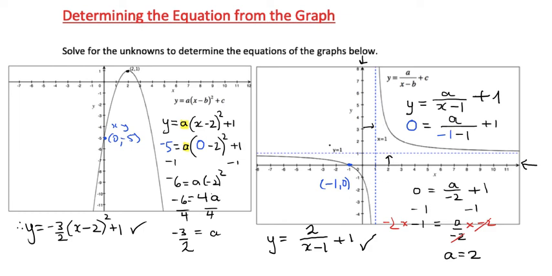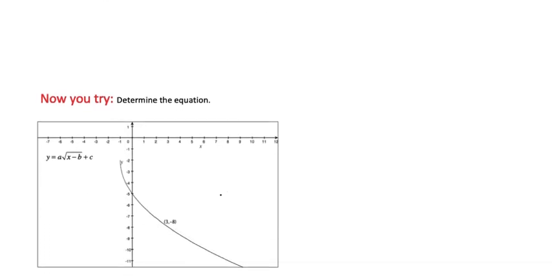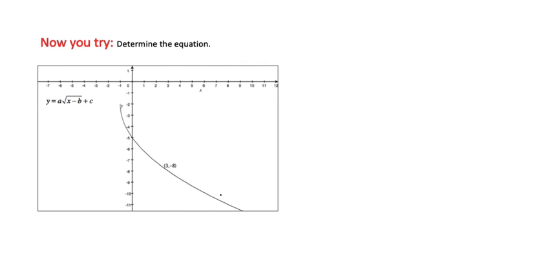Okay, so just pick your parent function, substitute in what you know from transformations, use a point, and solve for the last unknown. So looking at this, hopefully you can recognize this to be a radical parent function, and you can go from there. Bye.